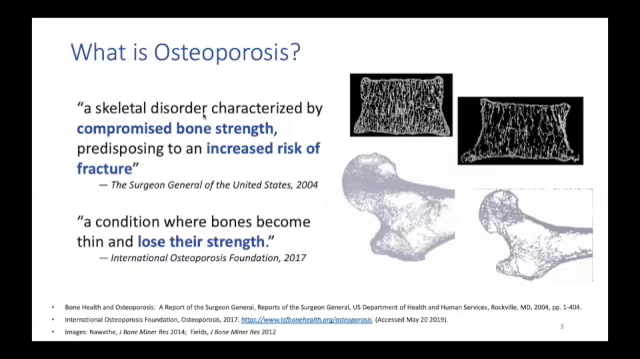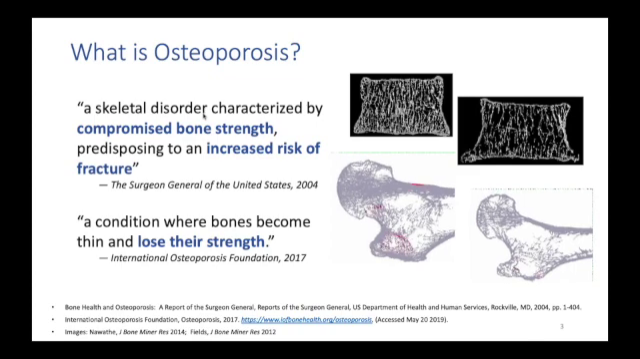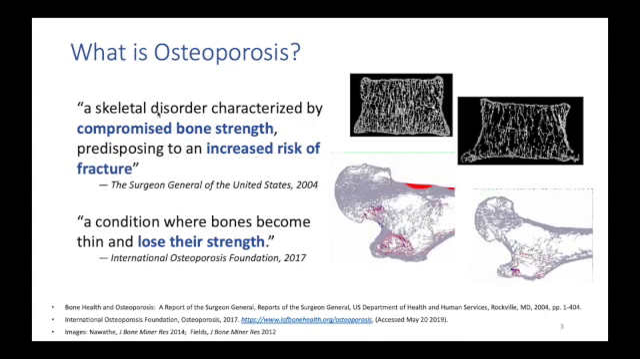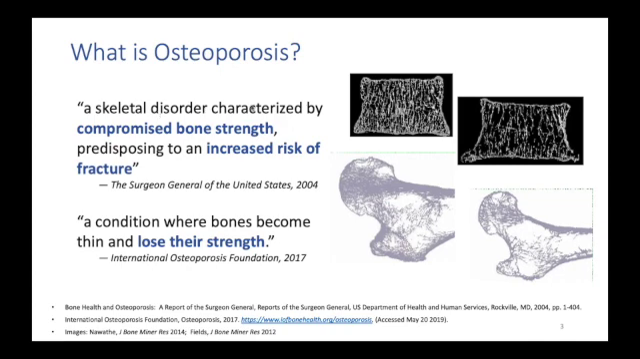All right, so let's go back and do some basic science. Here is the Surgeon General of the United States' definition of osteoporosis: a skeletal disorder characterized by compromised bone strength associated with an increased risk of fracture. So weak bone, increased risk of fracture. The International Osteoporosis Foundation says it's a condition where bones become thin and lose their strength. So the two definitions by these major bodies, when they talk about osteoporosis, use the term bone strength.